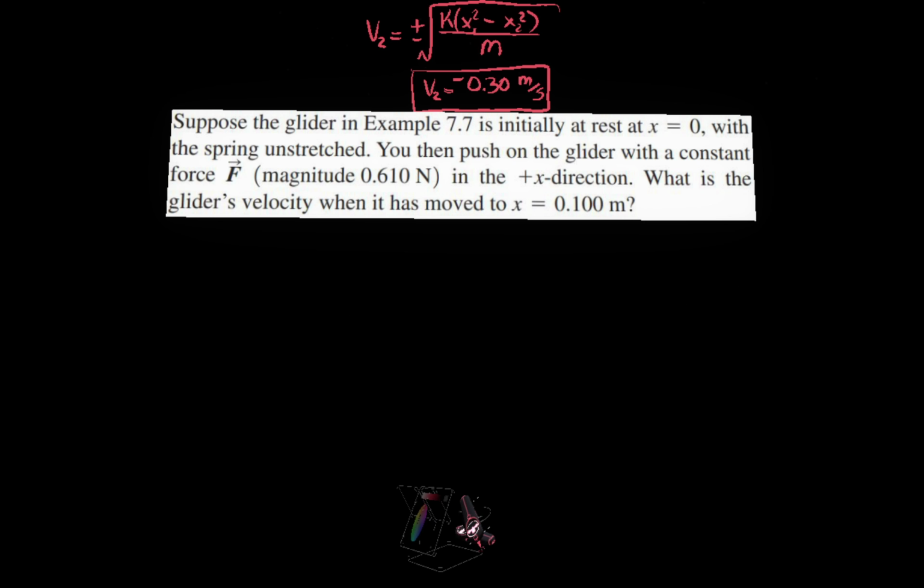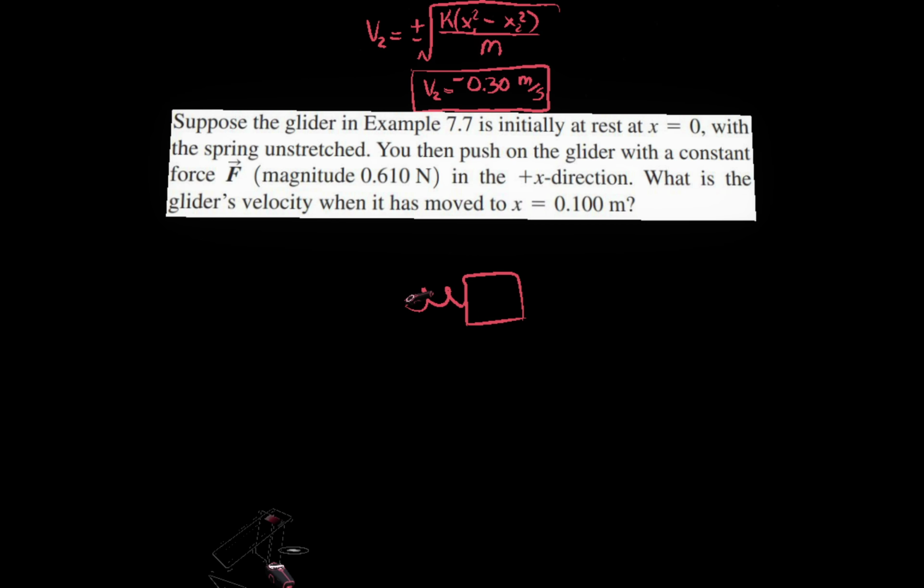So it gives you the magnitude of the force that you're pushing on the glider, right? And we want to know what the glider's velocity is. So this time, our point 1, when the glider is at rest, is at x equals 0, and our point 2 is when the glider is moving in the positive x direction at x equals 0.100. So we're not letting go of the glider, we're just applying some force, right?